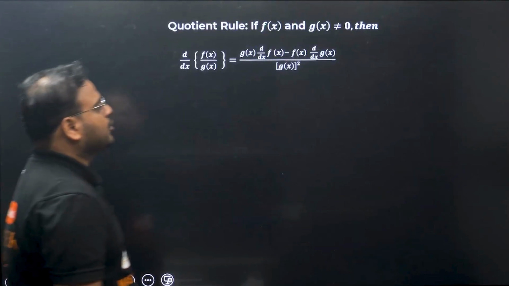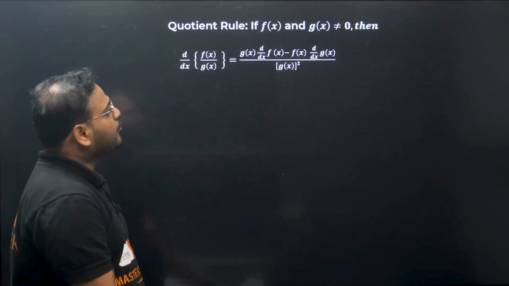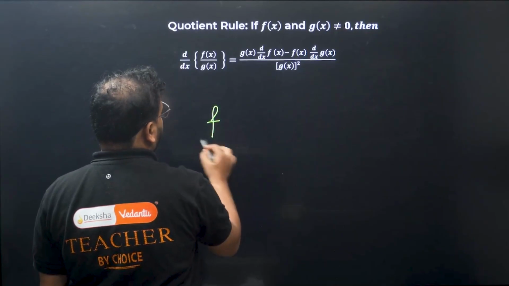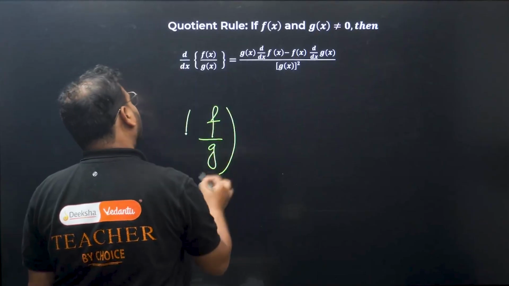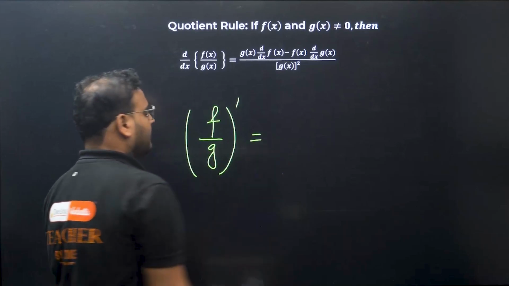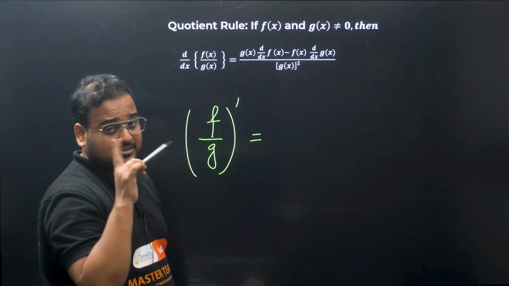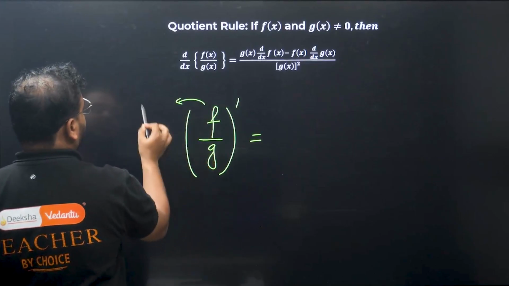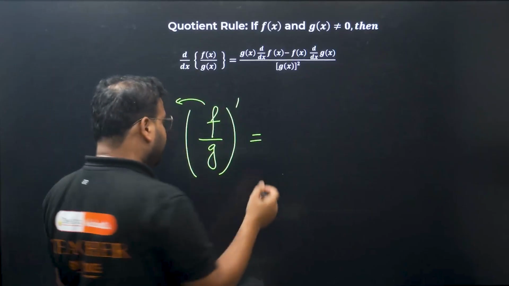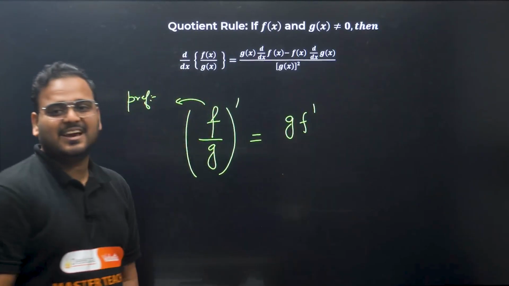Now we have the quotient rule. If you have two functions in a ratio, I can write f by g, and you are asked for the derivative. What will happen is you're going to differentiate f first. In this order, the preference is given. Keep g as it is and differentiate f, so it's g f dash.